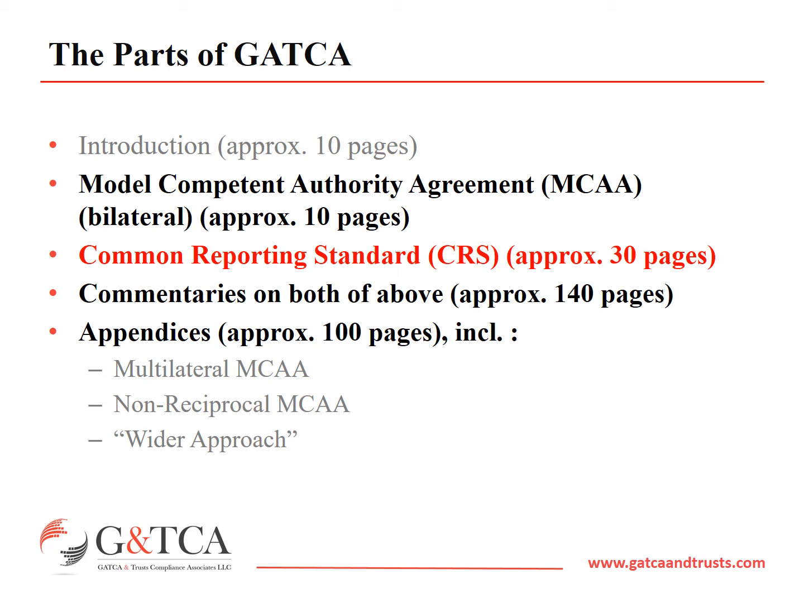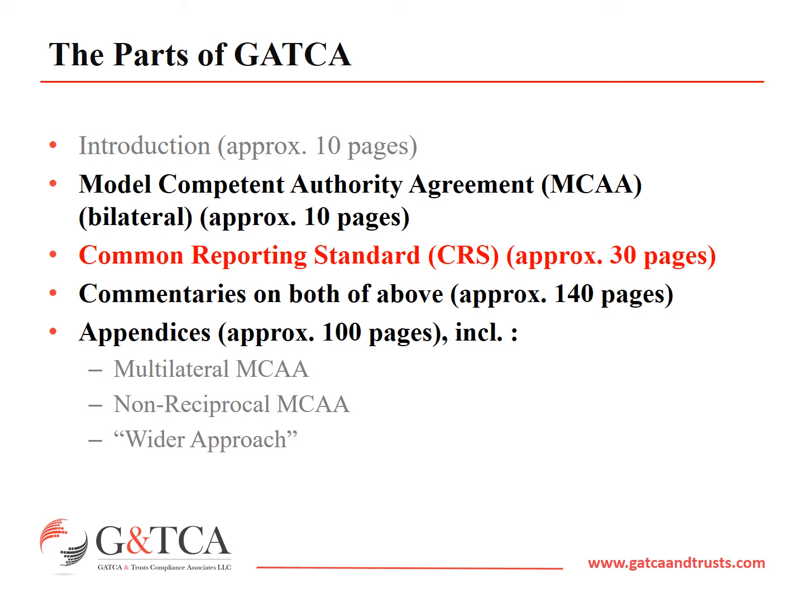Then follow commentaries on both of the above, in other words, the MCAA and the Common Reporting Standard. Those commentaries are extensive. They amount to about 140 pages. And then there are several appendices that are about 100 pages in total.